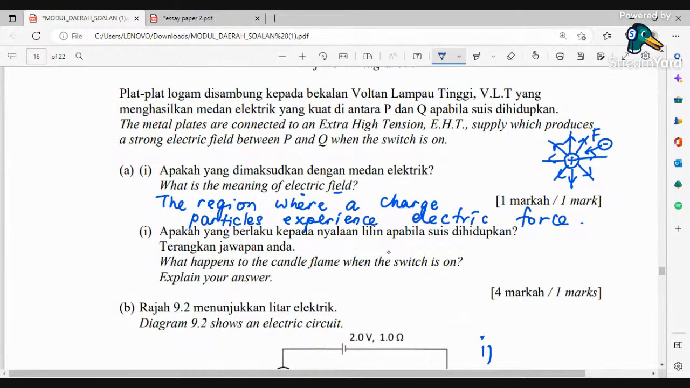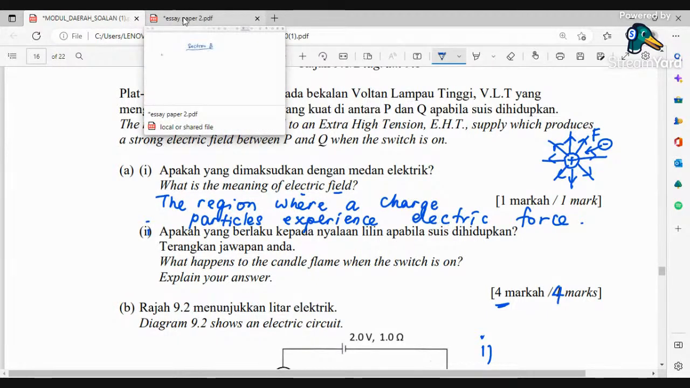A2. What happens to the candle flame when the switch is on? Normally this is a knowledge question, 4 marks. Whenever you answer the question, make sure you check the marks provided. If 1 mark, 1 point is enough. If 4 marks, then at least there are 4 points for you to explain or answer the question. I will shift to the next space because the space is too small.